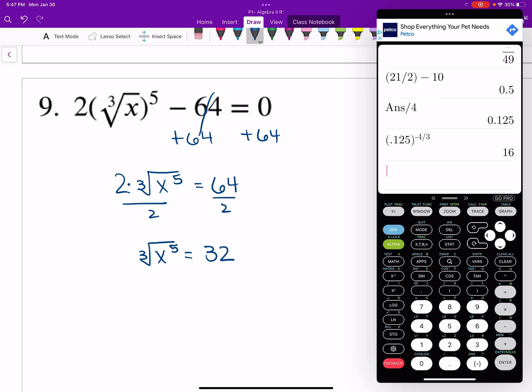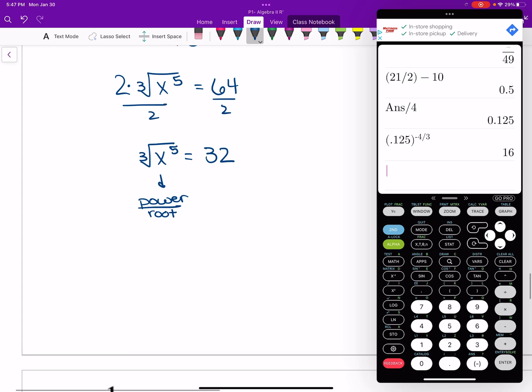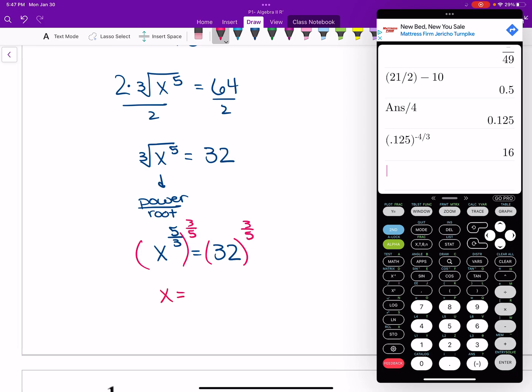Now the trick is to flip the fractional exponents. So in order to be able to flip, I am first going to have to make this radical a fractional exponent. So I get x to the 5/3 equals 32. Now I am ready to take the reciprocal. On my calculator, you should get a nice 8. Denominator was odd, so no plus minus.